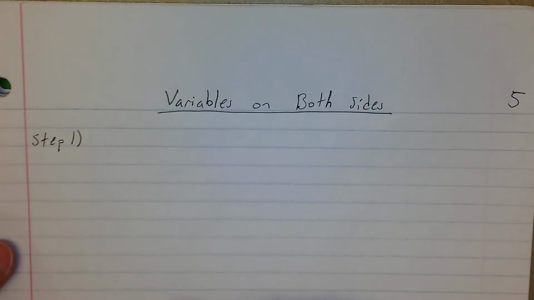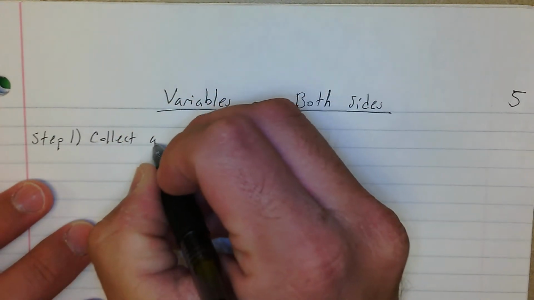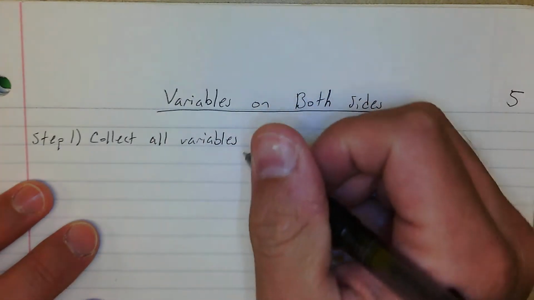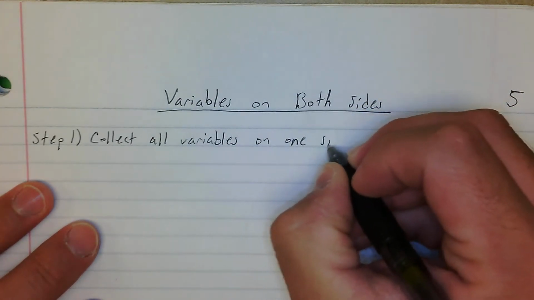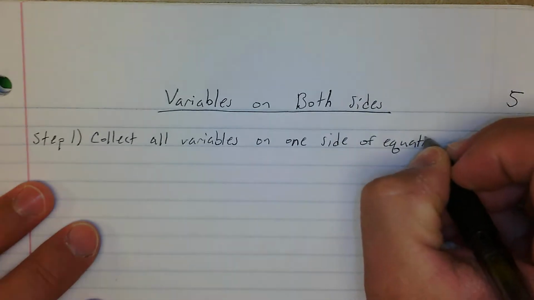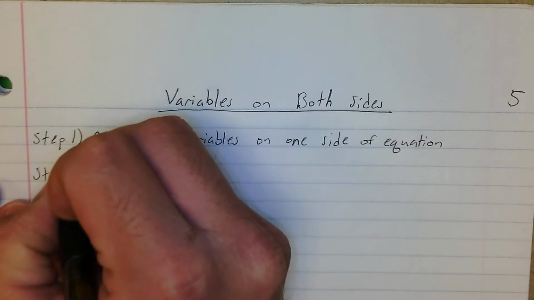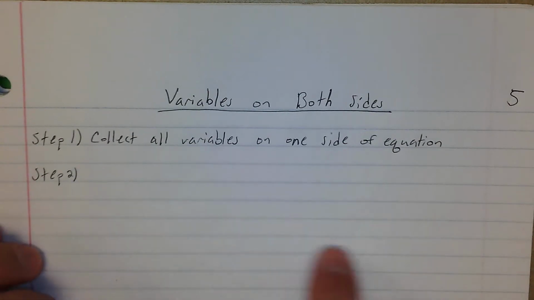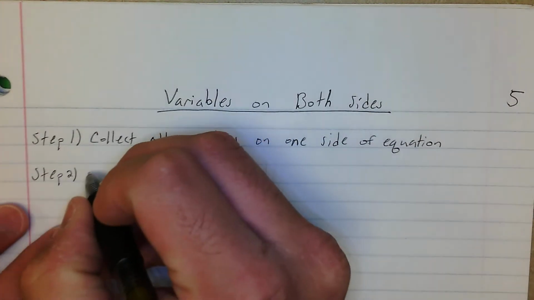Okay, so step 1 with this will be you need to collect all variables on one side of the equation. So when we say collect, I'm talking about moving variables from one side to the other side of the equal sign. So that'll hopefully make more sense here in a few minutes when we get to working some examples.